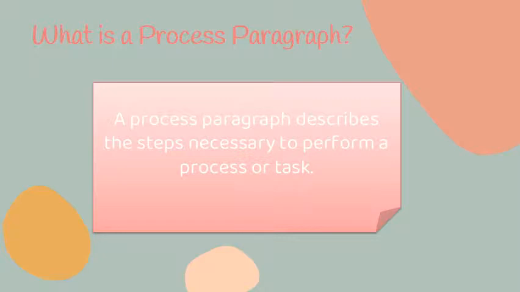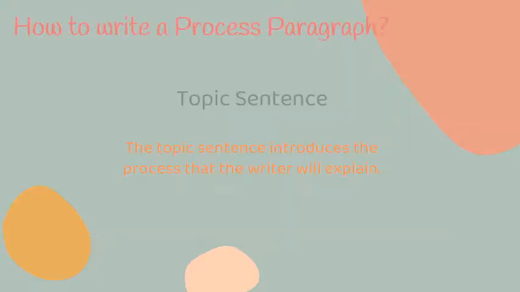So also I remind you that here it's a process paragraph, it's a paragraph. Then I have to start with a topic sentence, I have to add details, and I have to add a concluding sentence. So what must I write in the topic sentence of a process paragraph? How to write a process paragraph? The topic sentence introduces the process that the writer will explain.